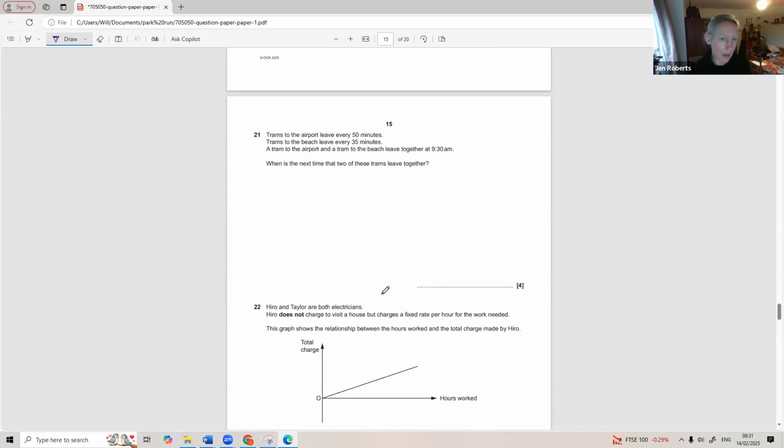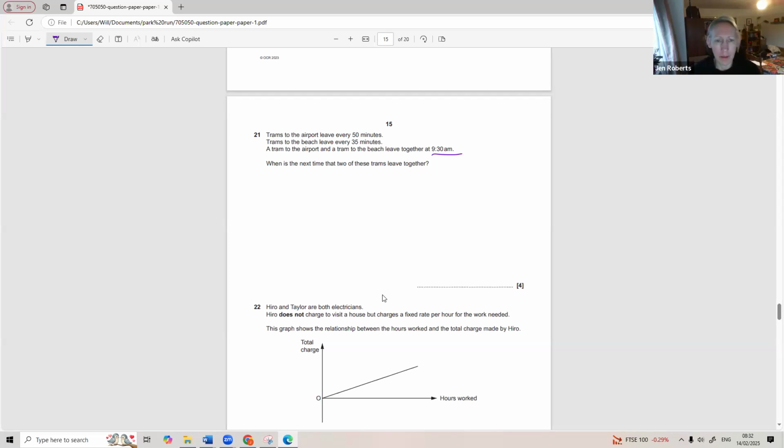Trams to the airport leave every 50 minutes. Trams to the beach leave every 35 minutes. So a tram to the airport and a tram to the beach leave together at 9:30. First of all, I'm going to find the lowest common multiple of 50 and 35 to find the next amount of minutes they leave at the same time.